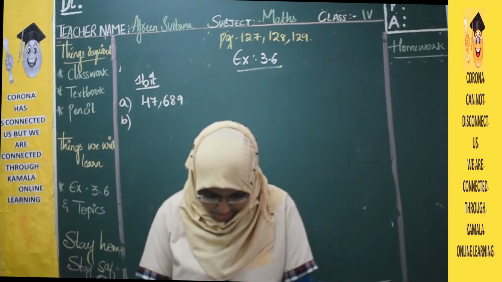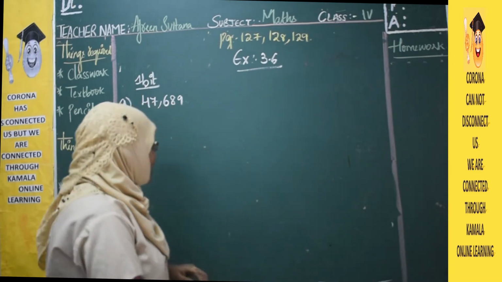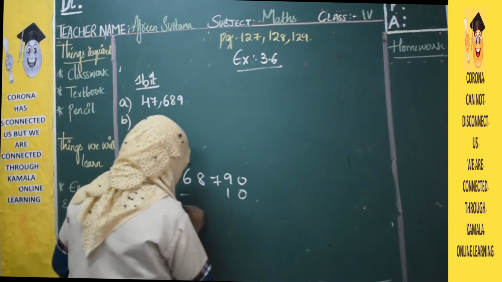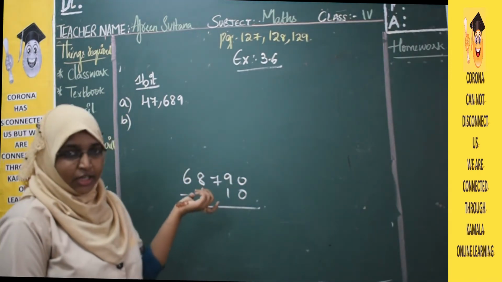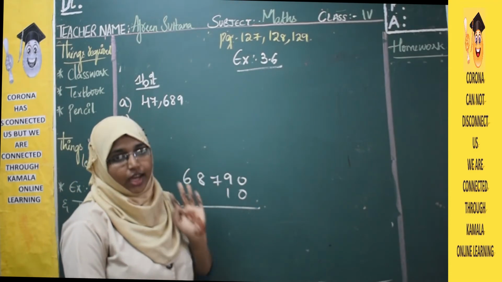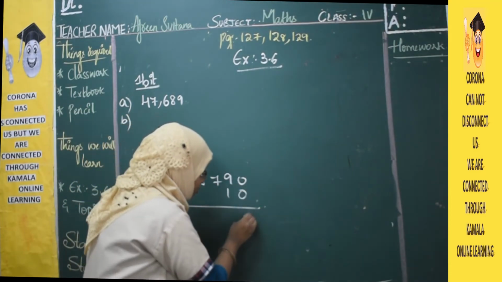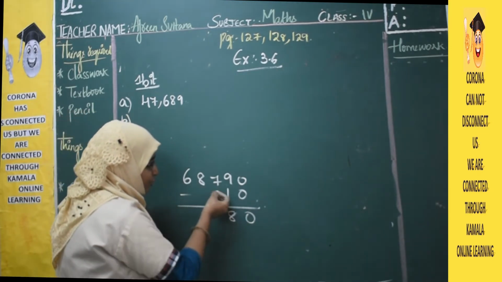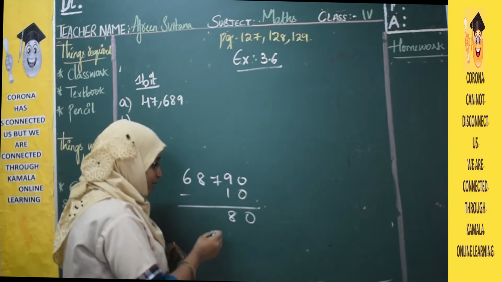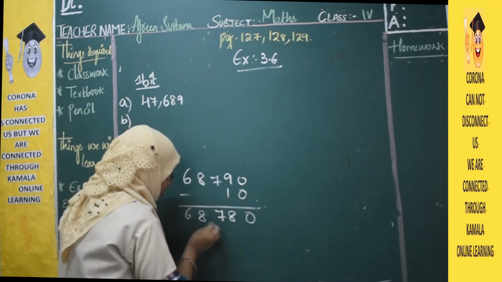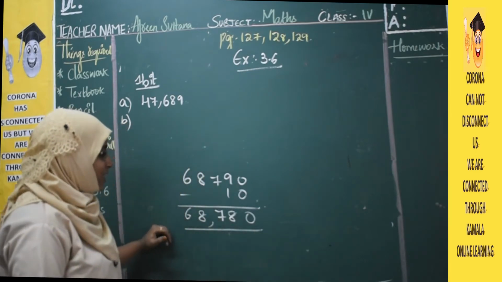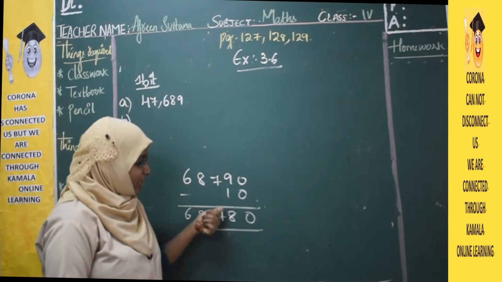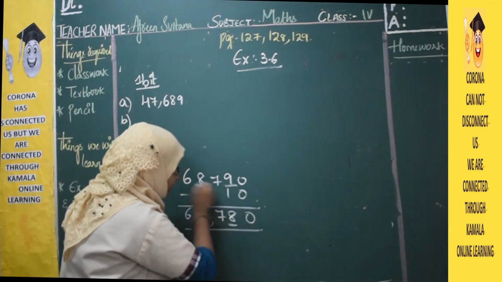See next one, 68,790. We need to subtract 10. So what is the rule? If you subtract 10 from any number, the digit at 10's place will be decreased by 1. So if you see, 0 minus 0, 0. 9 minus 1 is 8. Again there are no other numbers over here, so we will get the same number, this is 7, 8, 6. So what is the answer? 68,780. Whenever we have subtracted 10 from any number, the digit at 10's place will be decreased by 1.